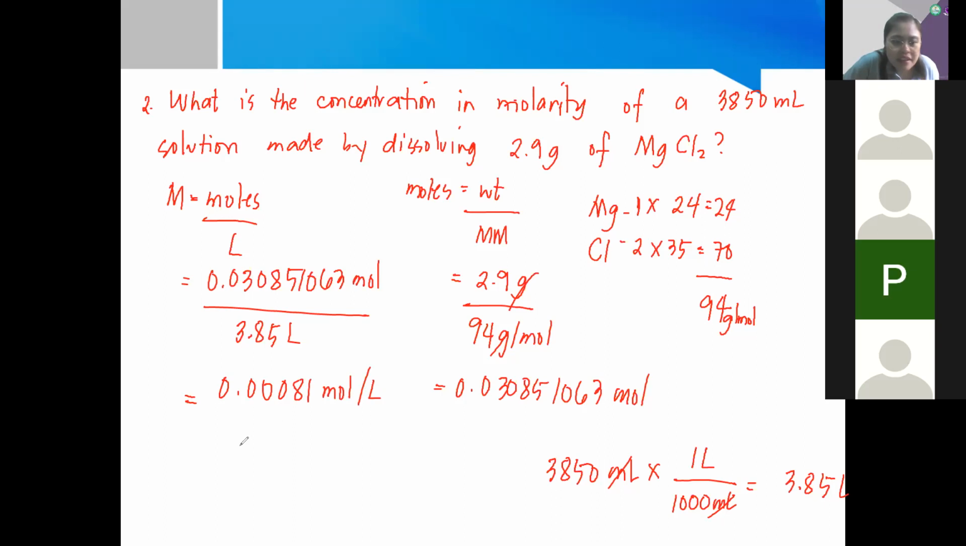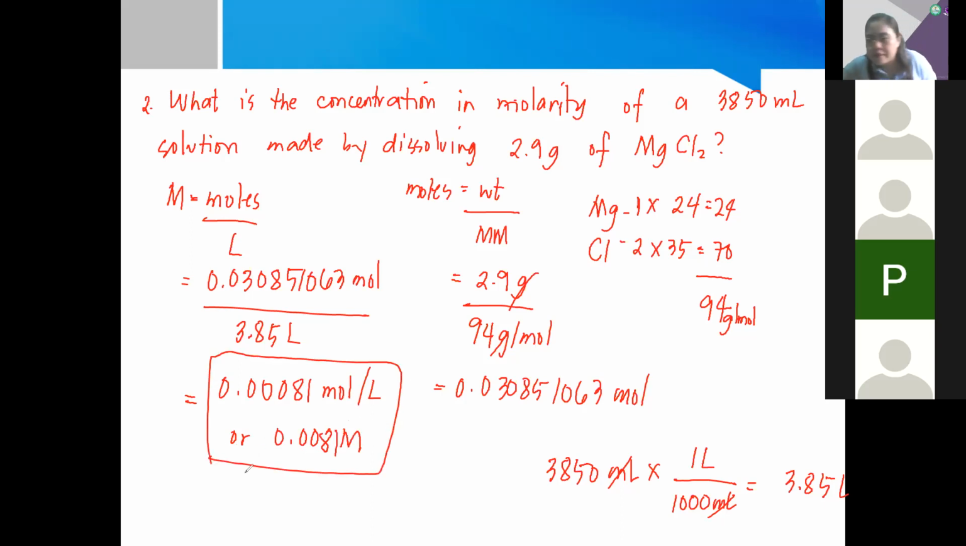Moles per liter or 0.008 capital letter M. Pwede din lagyan pa ng 1. So, no problem. Wala naman akong sinabing ilang decimal places. But this one is the answer. Okay, 0.0081. Okay, ito yung ating sagot.